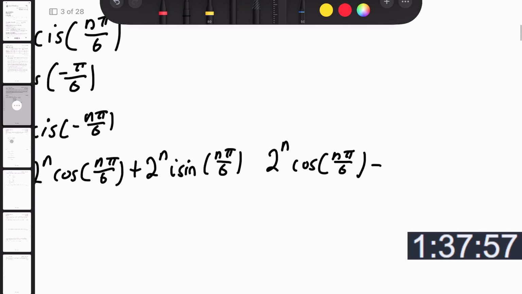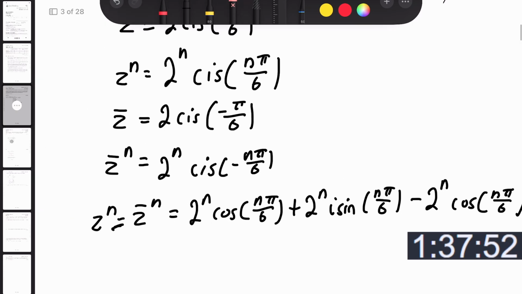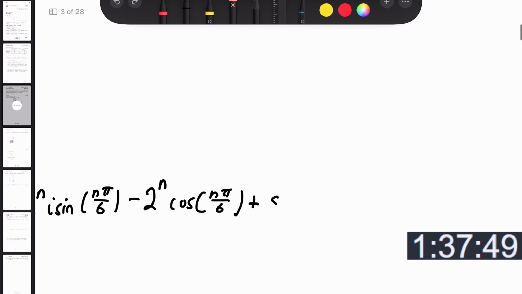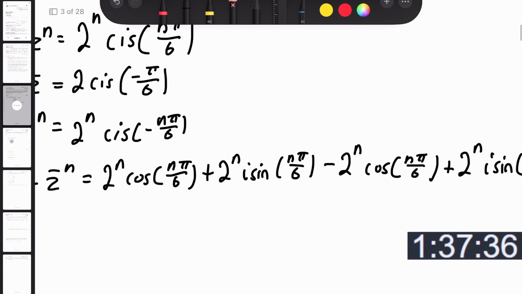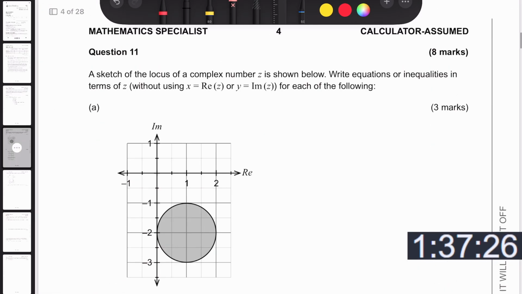Oh, and no, because this is minus. And then this one will be plus, because we're taking it away. Conjugate says, so then this will be plus 2n i sine of n pi on 6. So then the cosines cancel, and we just get left with 2 plus 1 sine of n pi on 6 i. There you go.